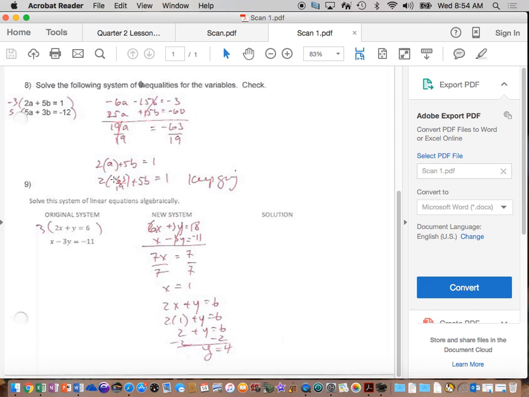Substitute the -63 over 19 in for A. Just do the math. You have a calculator. It can work itself out, and so on and so forth. Okay? Any questions? All right.